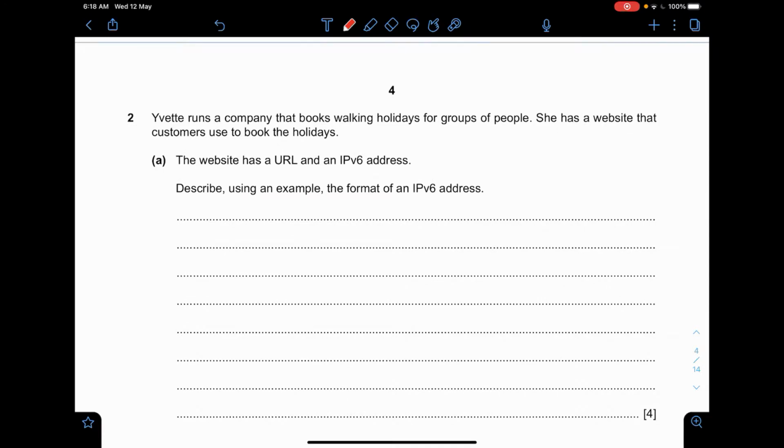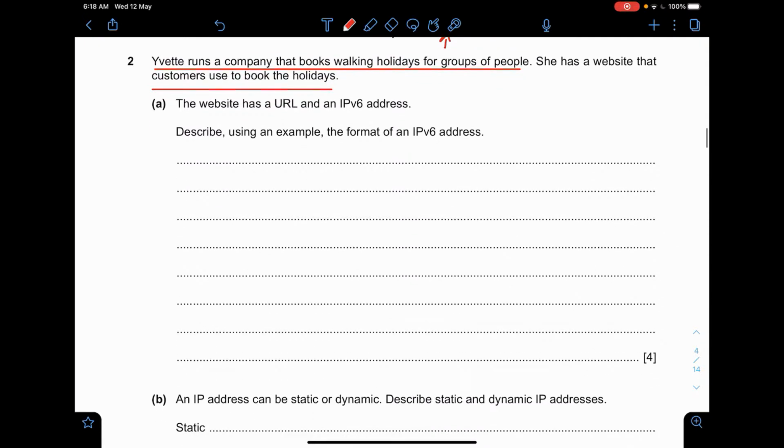So this is related to networking. So I'm going to add this networking. This person runs a company that books walking holidays for a group of people. She has a website that the customer uses. The website has a URL and an IPv6 address, right? Now the question is asking us to describe, using an example, the format of an IPv6 address, right? First of all, I'm going to write them down in bullet form.